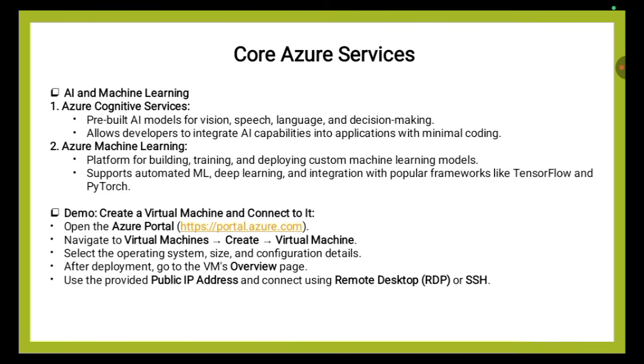For the demo, you will need to create a virtual machine in Azure portal. First, go to portal.azure.com and navigate to Virtual Machines. Select Create Virtual Machine and configure the operating system, size, and other details. After deployment, access the VM's overview page where you will find the public IP address. You can then use Remote Desktop Protocol, RDP, or Secure Shell, SSH, to connect to the VM for remote access. So this is everything that can be said as per the details mentioned over here. Now let us move to the next discussion part.